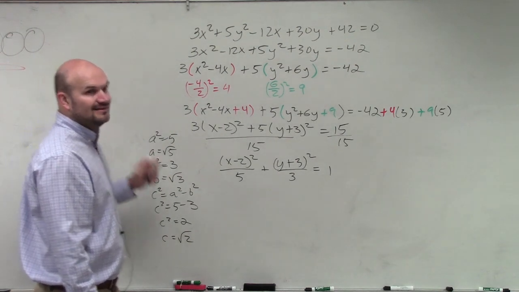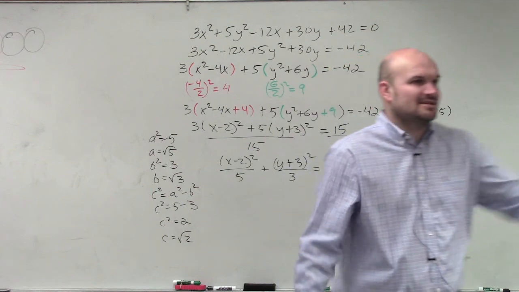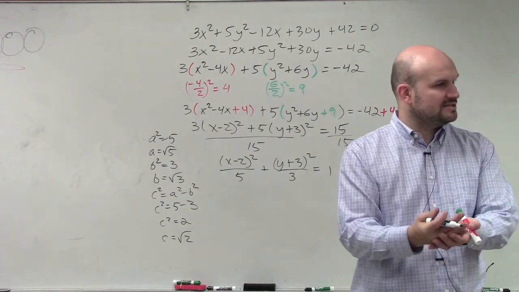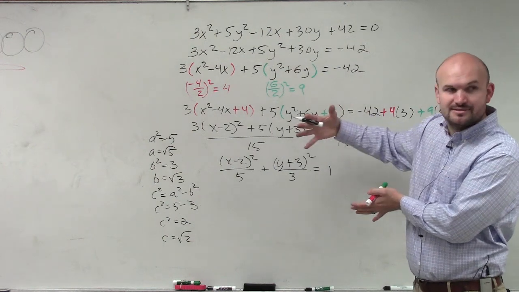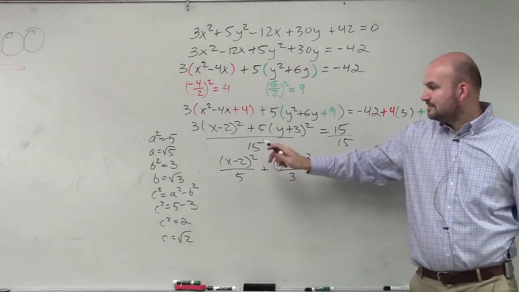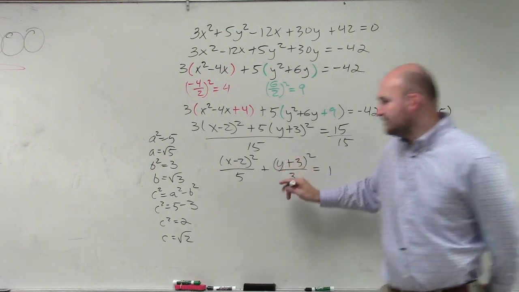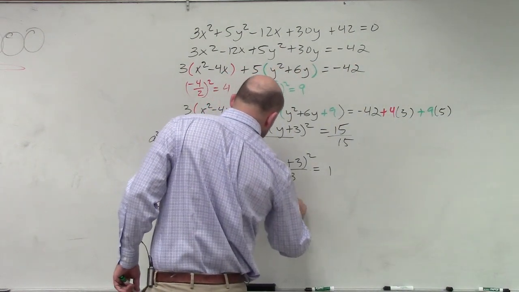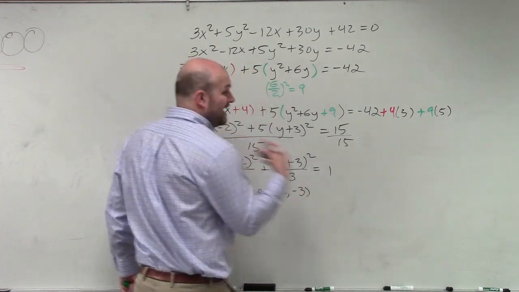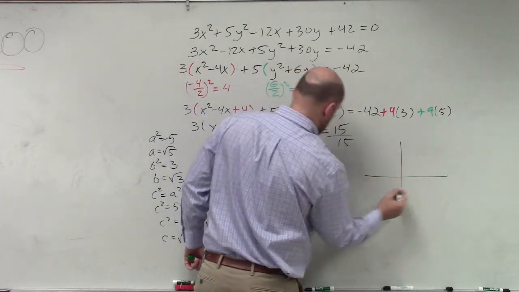Now, but again, that's not even what the question is asking. The question is asking what is the center, the vertices, the foci, the covertices, right? We did all of this work, but we haven't really answered one question yet. So the first thing we need to do is find the center. Center in this case is 2, negative 3. I would prefer to graph this.